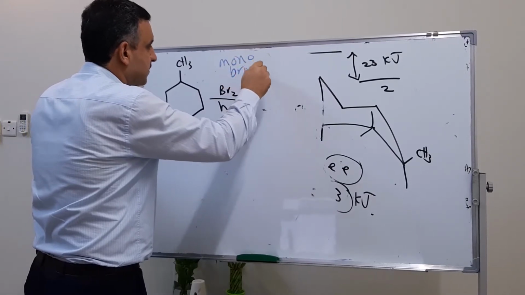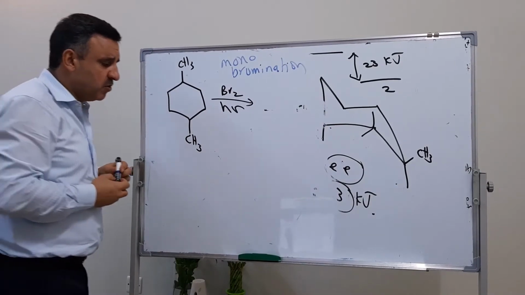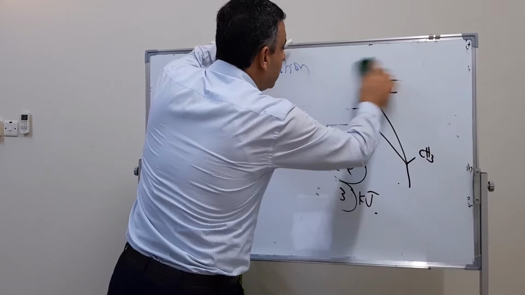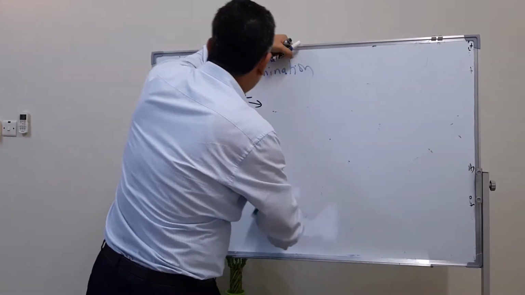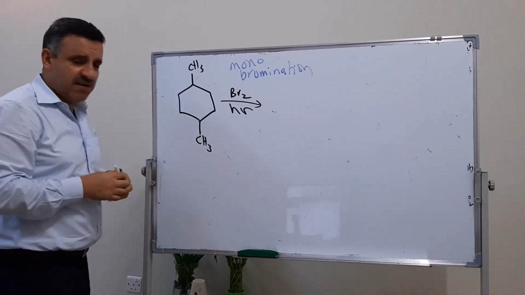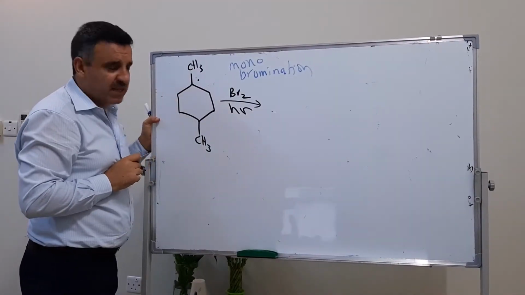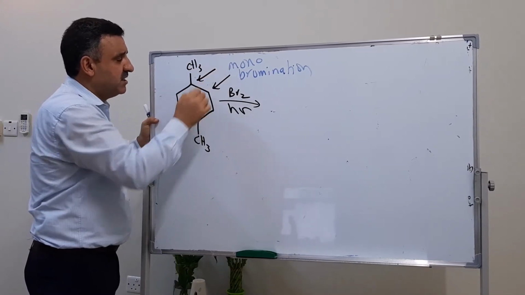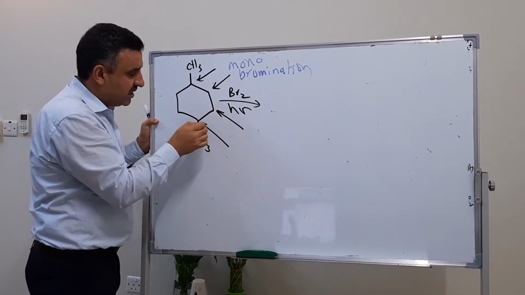Anyway, let's assume we have monobromination. In other words, we are focusing on the possibility of getting products where only one bromine atom substitutes a hydrogen. So we have different options. First, the bromine can go to this side, can occupy this position, can occupy this position, can occupy this position.